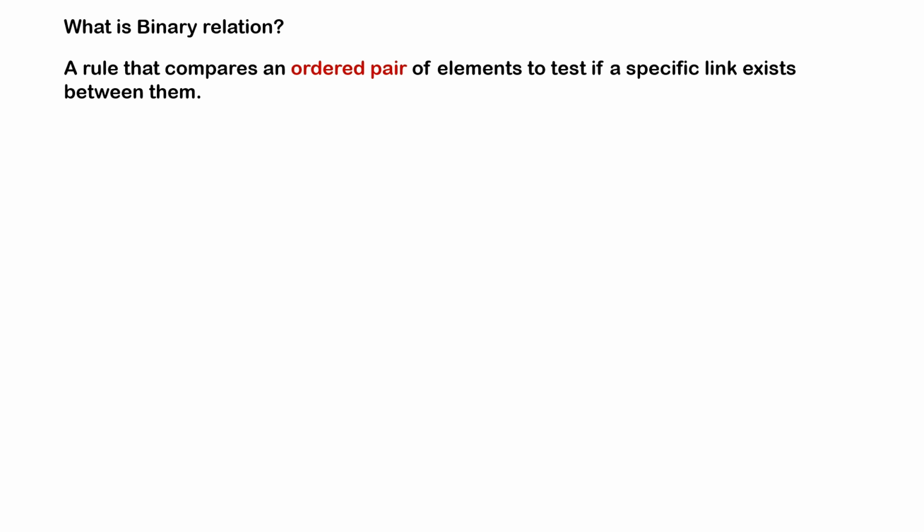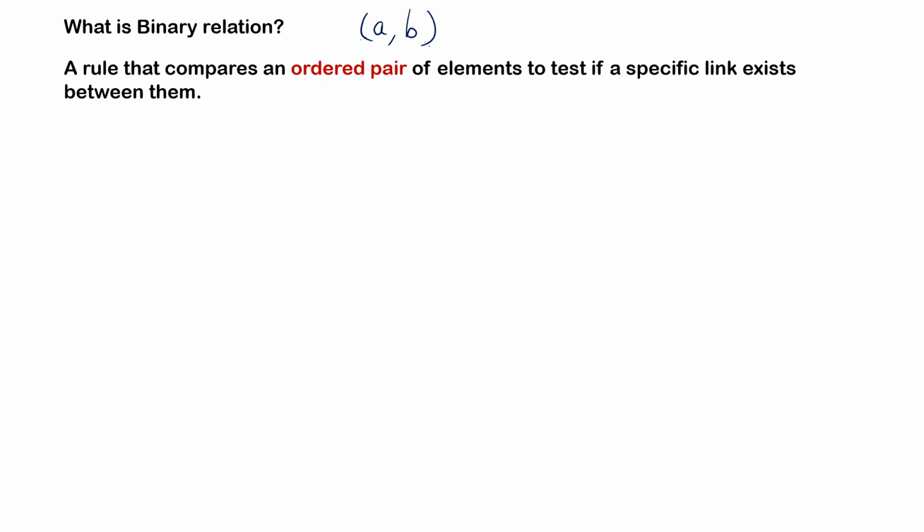So, what is this? It is known as a binary relation. In very simple words, a rule that compares an ordered pair of elements to test if a specific link exists between them. Now let us go back and think about it. Why do we say an ordered pair? So first thing, for checking relation, you should have an ordered pair which looks like this, a two tuple where the left element is here denoted as A and the right element is denoted as B.